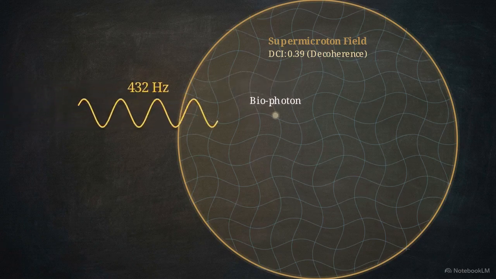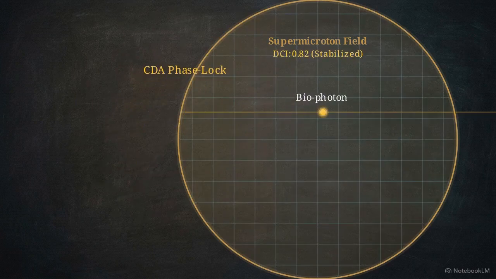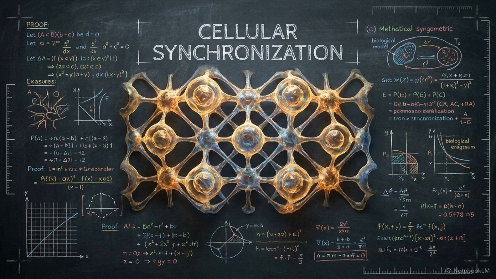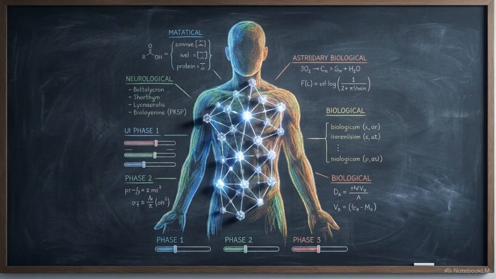Introducing a 432 Hz frequency to the cell provides the necessary energy to stabilize the biophotons. This frequency triggers the CDA phase, correcting the internal light speed within the tissue. This forms the basis of the Mastrid process, a methodology designed to restore cellular health by normalizing biophoton velocity. Regulating the DCI at the cellular level ensures that biophotons can maintain the synchronization required for healthy metabolic function.